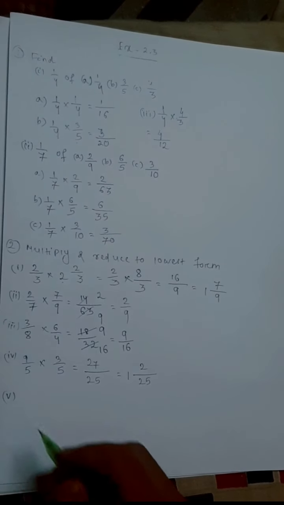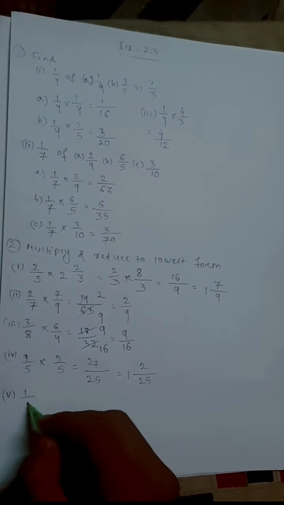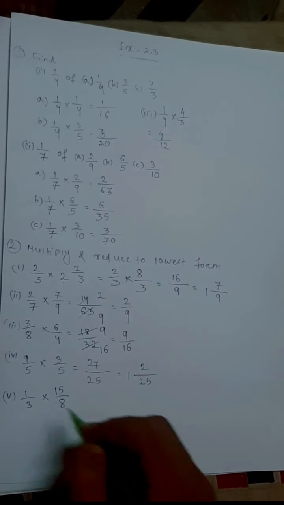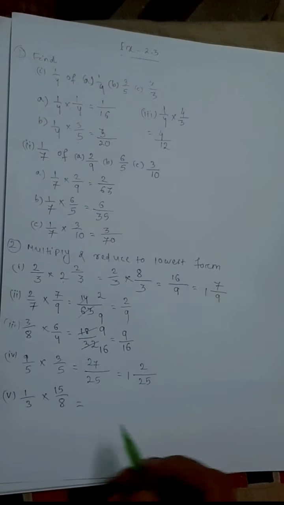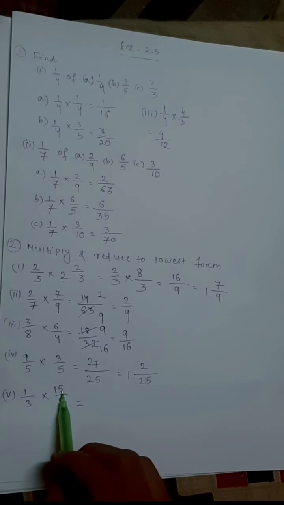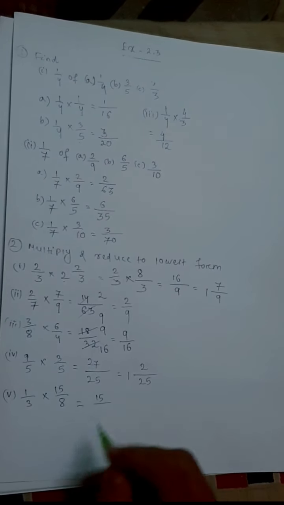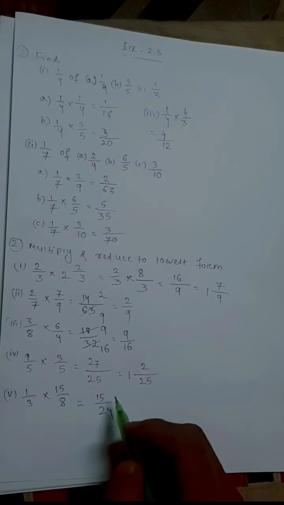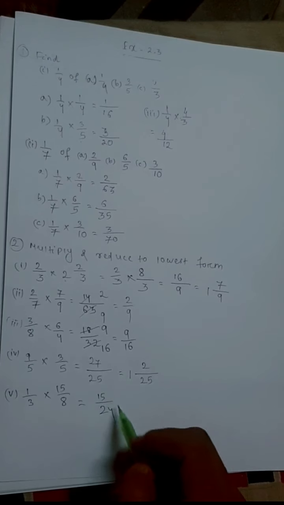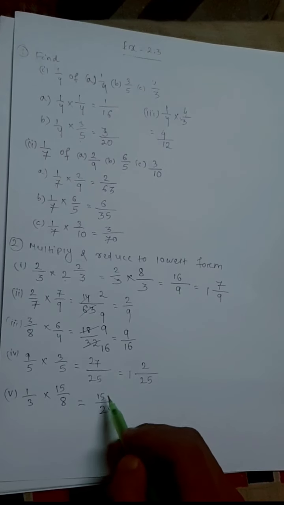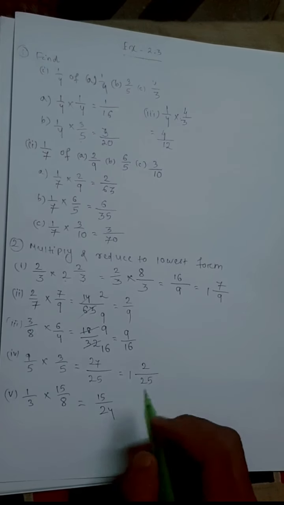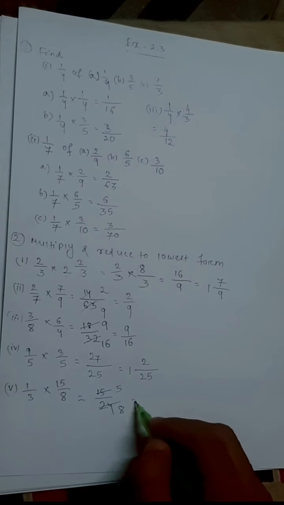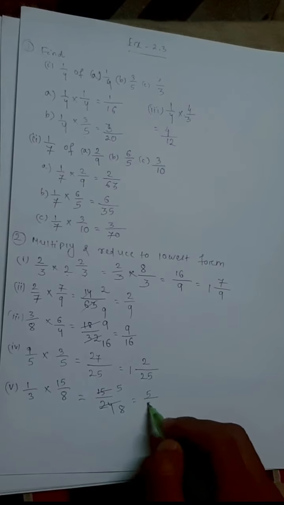Part number III. 1 upon 3 into 15 upon 8 equals, multiply both the numerators. 15 times 1 is 15, then both the denominators 8 times 3 is 24. It is already a proper fraction, but both the numbers can be divisible by 3. 3 times 5 is 15, 3 times 8 is 24. So your answer is 5 upon 8.